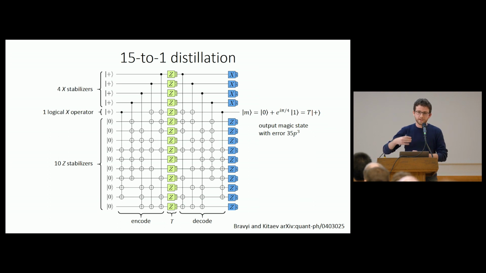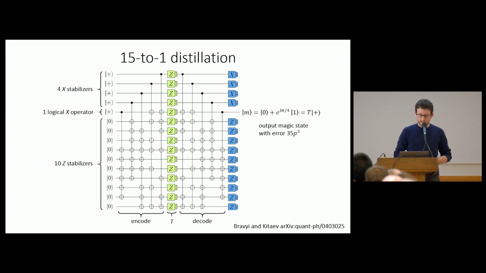If any of these measurement outcomes is -1, then we've detected an error, and we throw everything away and start again. But if the outcome of all of these measurements is +1, we've distilled a magic state, with an output error rate of 35p^3 in this case, compared to the input error rate of p.